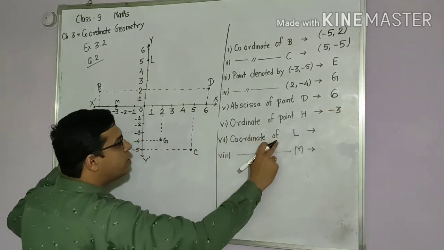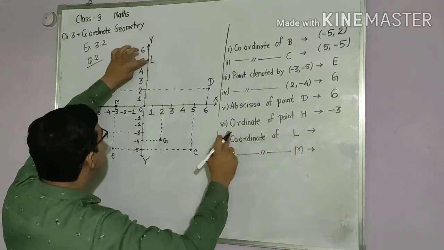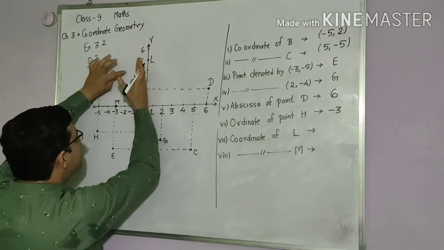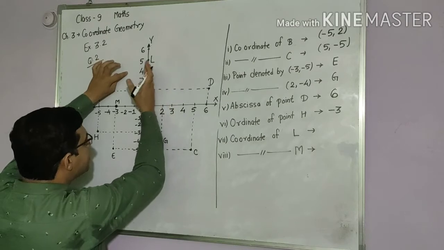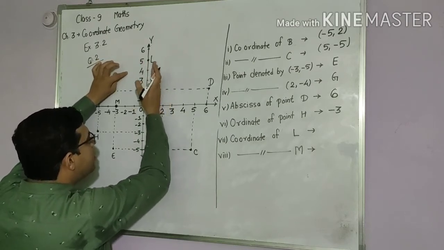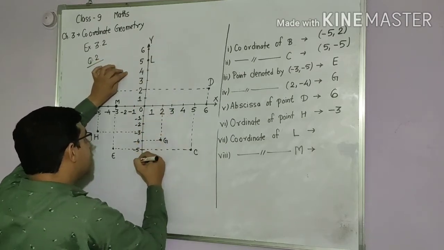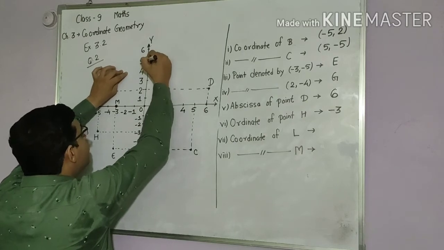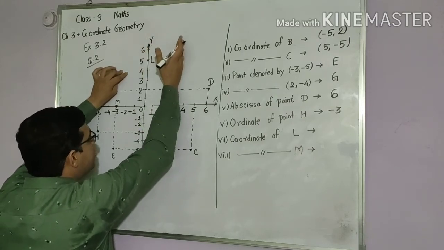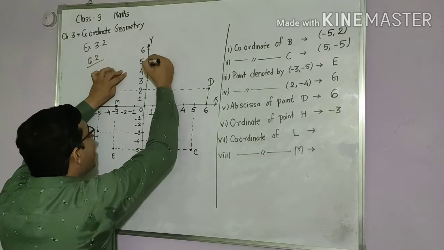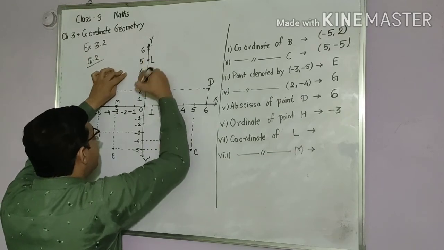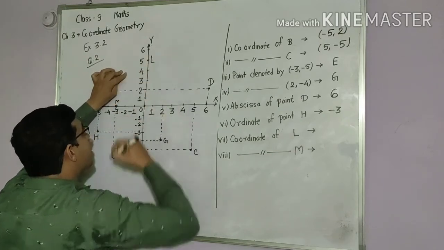Next, coordinate of point L. So this is our point L. Its distance from the y-axis is 0 because it is on the y-axis. So its x coordinate is 0. It is not going to the right side or left side. So x coordinate is 0 and y coordinate is 5.